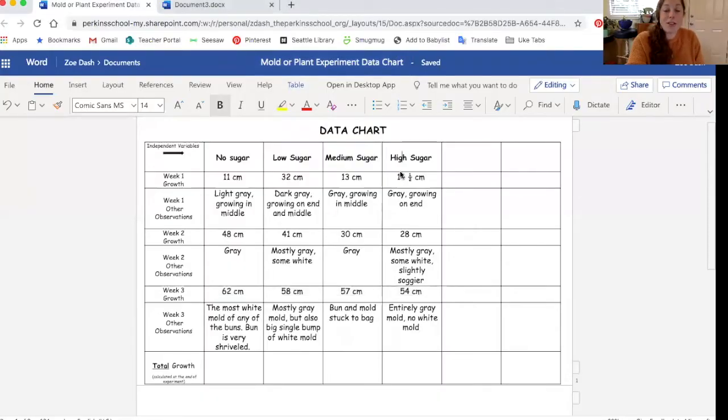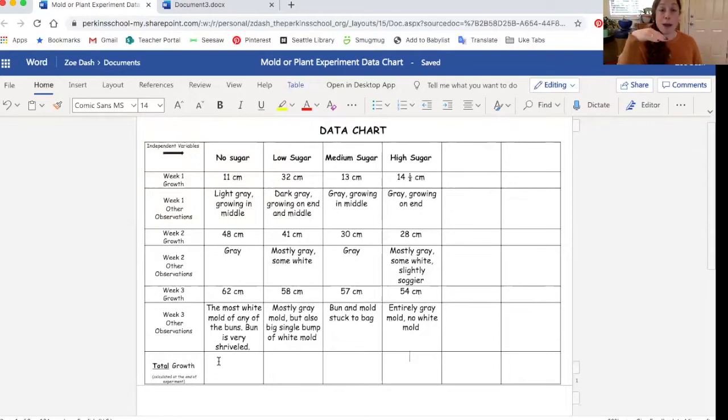Here's my data chart for my experiment with the mold growth on the hot dog buns. You can see that I took my measurements for week 3 and wrote them in that row. And then I also recorded my other observations that I took at week 3. And now it's time to fill in this very, very bottom row, the total growth that says calculated at the end of experiment. And so if you started your experiment with 0 of the thing you were growing, so for me, mold, for some of you, that might be plants.